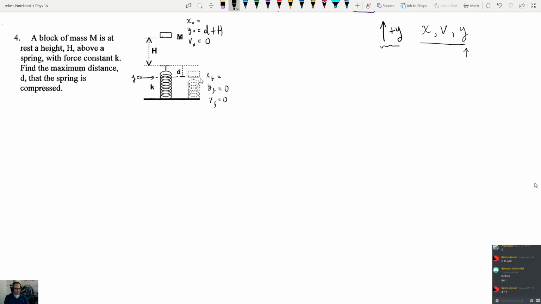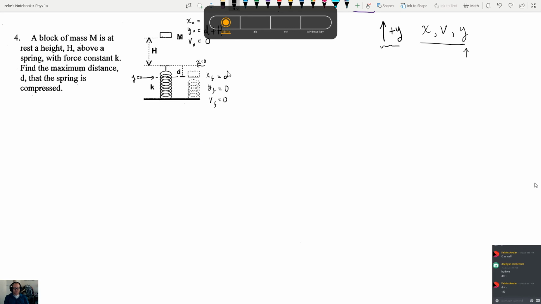How much is the spring compressed? And this is relative to the equilibrium point of the spring, which is here. This is x equal to 0. So how much is the spring compressed? Like negative d. That's right. Negative d would be a good choice. Really, we could just use d if we want to, though. So we're just going to use d.